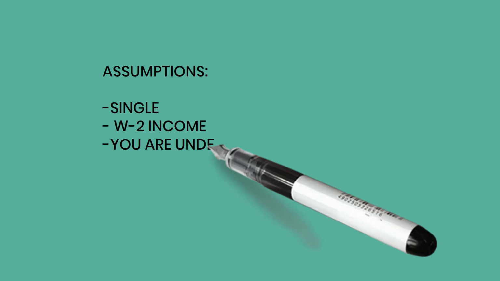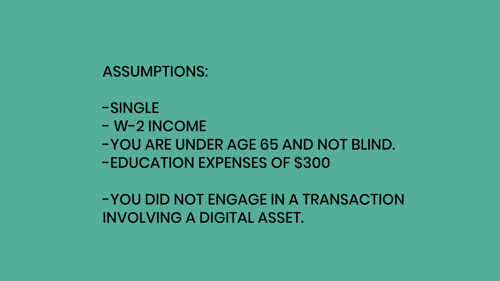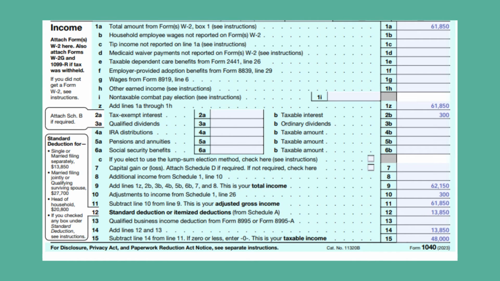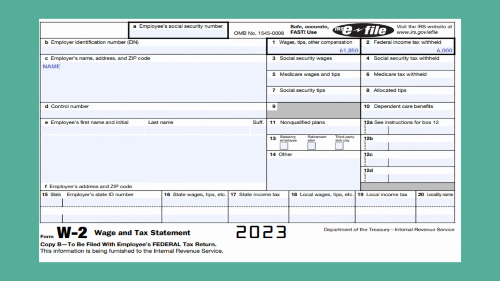To go through an example of how this looks on a tax return, we will make the assumptions that you are single and that you have W-2 income from being a teacher and $300 of educator expenses. At the top of the 1040, put your name, your social security number, your address. Check the box that you are single in the filing status section and make sure to answer the question regarding digital assets. On line 1A, put your wages. You can find this information in box 1 of your Form W-2. In our example, your wages were $61,850.